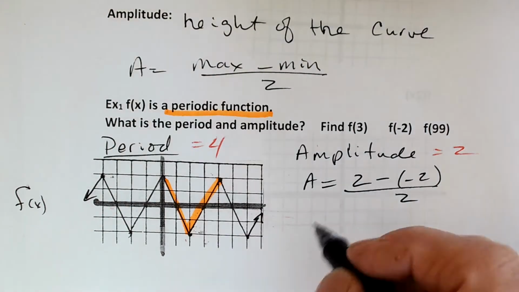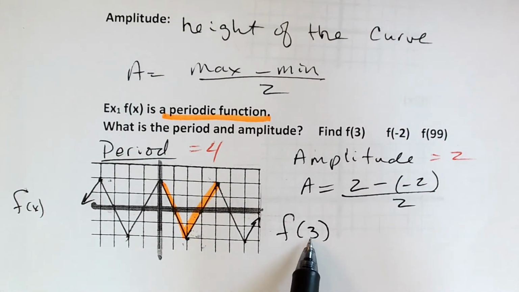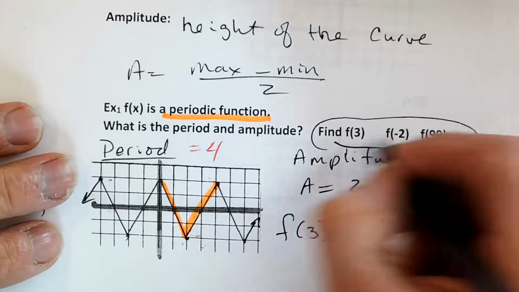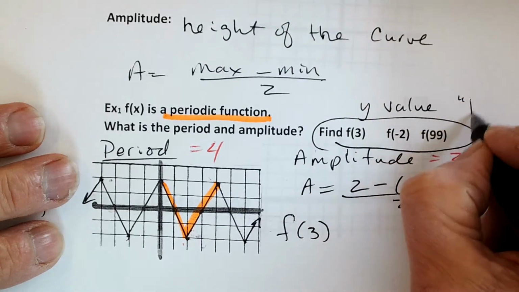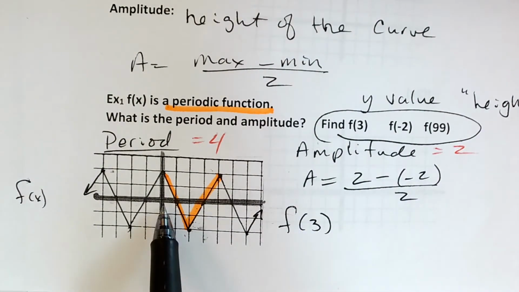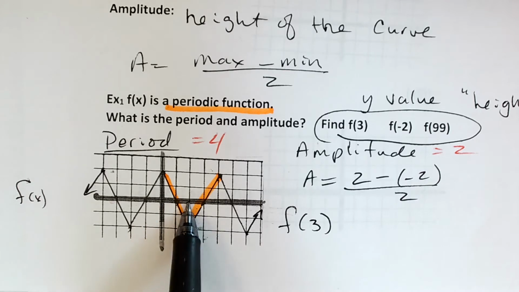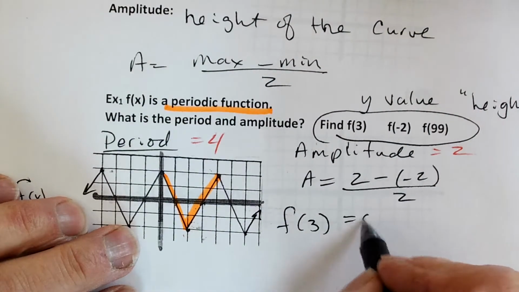Now, f of 3. Well, 3 is an x value. The answer is the y value, which would be the height, okay? So for f of 3 we can just count over. You ready? I want everybody to watch. We go over 1, 2, 3. I'm right here, right? X is 3. What's the height? 0, right? What's the answer? 0. Okay.